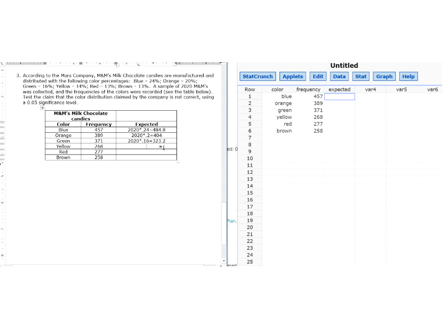Okay, and then for the yellow, we're going to have 2020 times 0.14. So that would be 282.8. For the red, it's times 0.13. And for the brown, it's the same one because it's times 0.13. Okay, so I'm going to take all of those numbers and enter them over here.